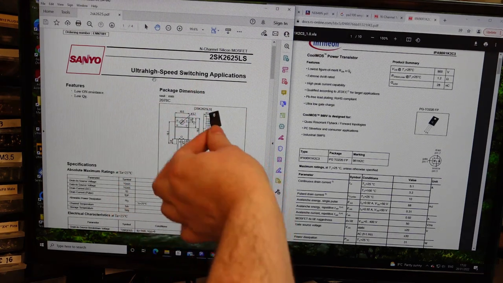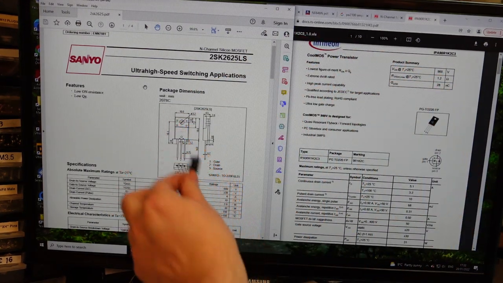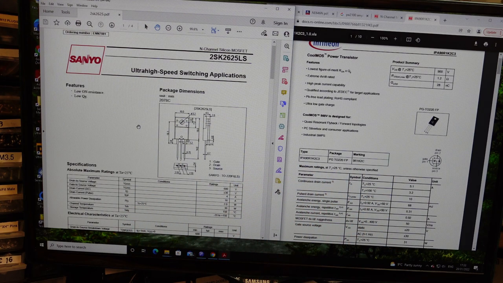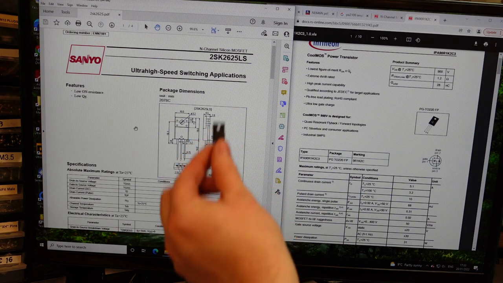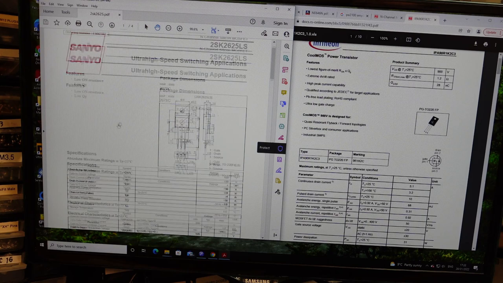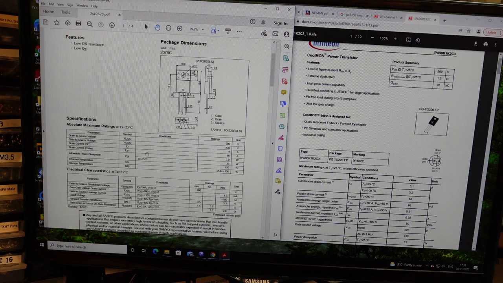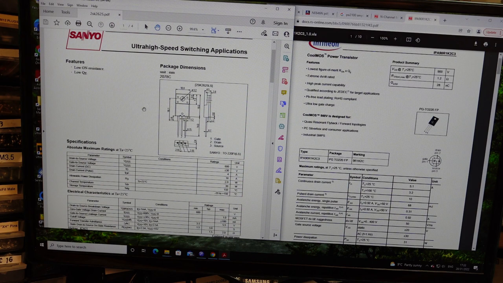I've got the datasheet here for this 2SK2625. I can check the characteristics out there, because it's no good checking this one's characteristics because it's buggered. Anyway, I've had a look. It's fairly standard, 600 volts rated at 4 amps. They advertise it as having a low on resistance and a low QG.